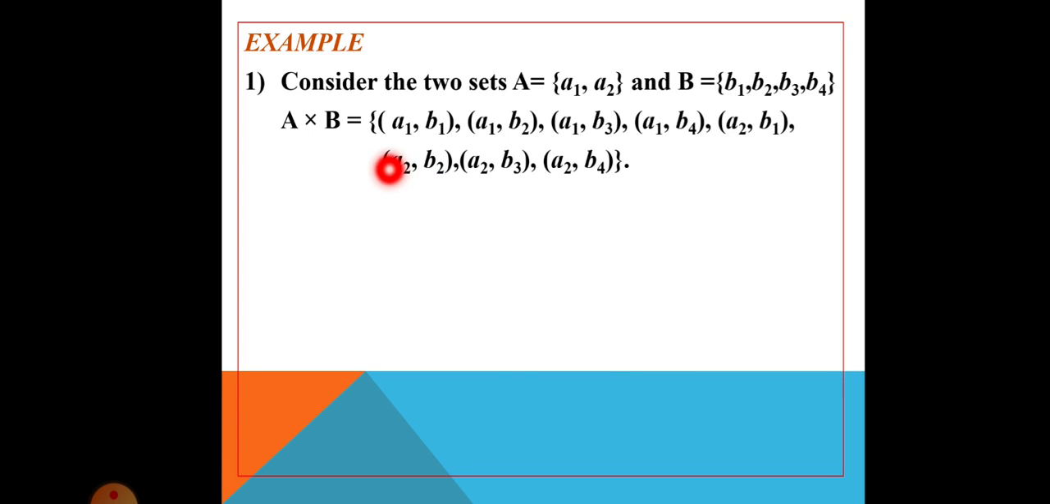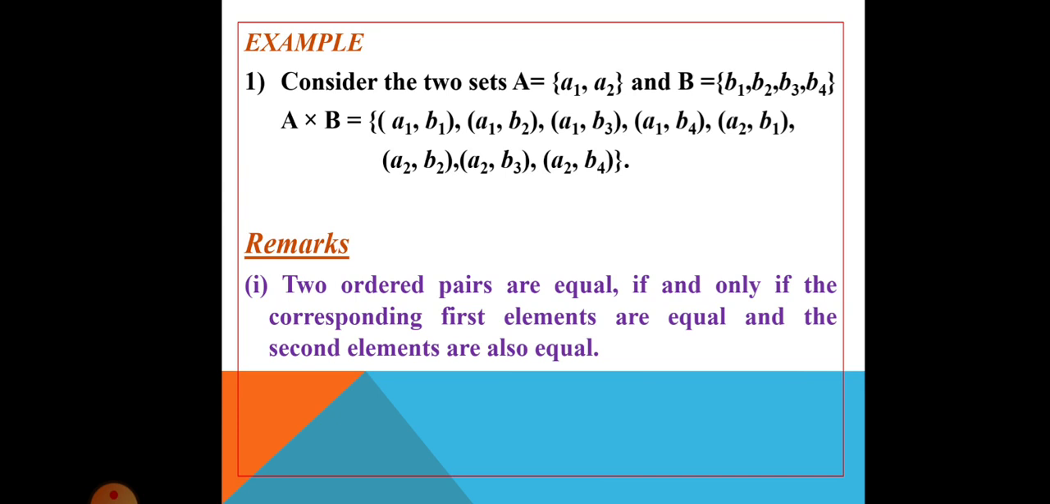If you observe, the first element is always a1, a1, a1, a1, a2, a2, a2, a2. The first element always belongs to the first set, that is capital A. And the second element is b1, b2, b3, b4, again b1, b2, b3, b4. These second elements belong to the second set, capital B. So in total we have 8 ordered pairs.